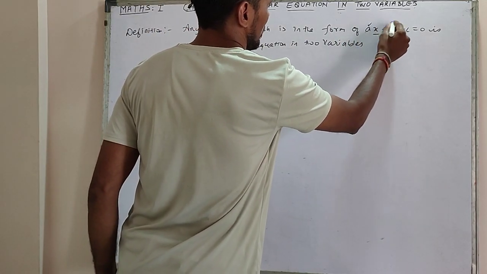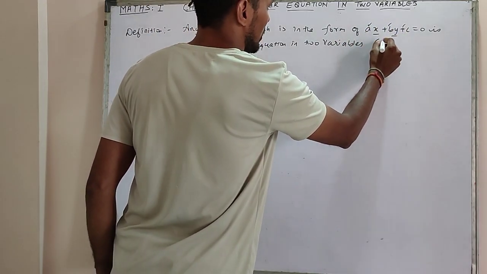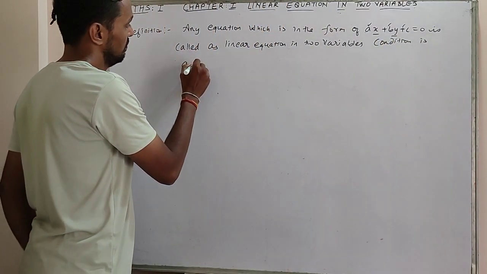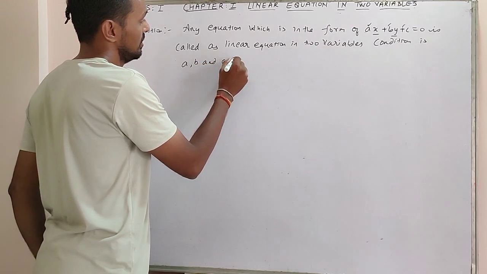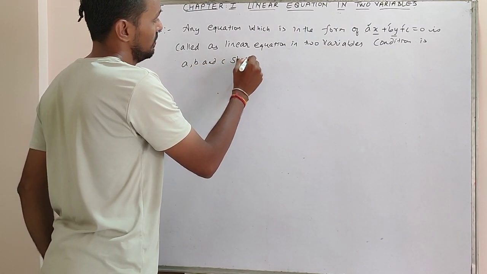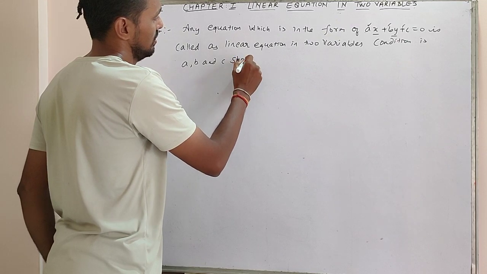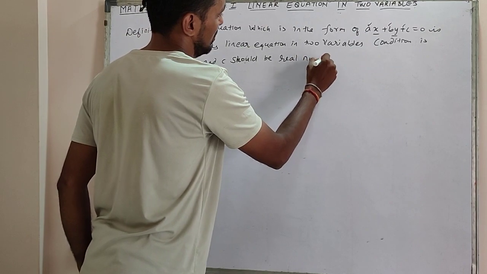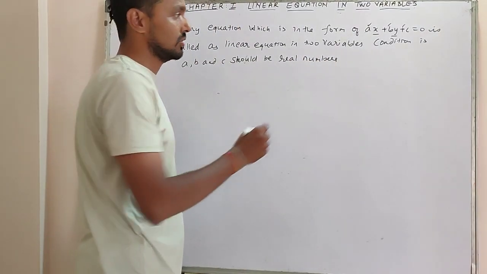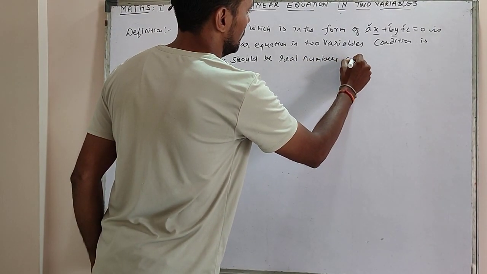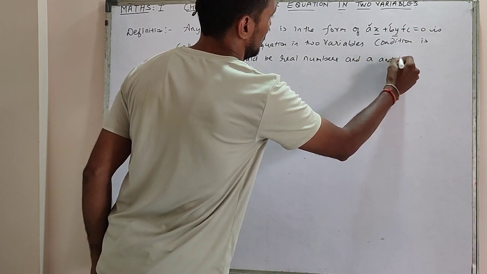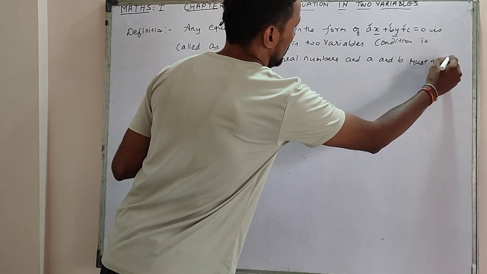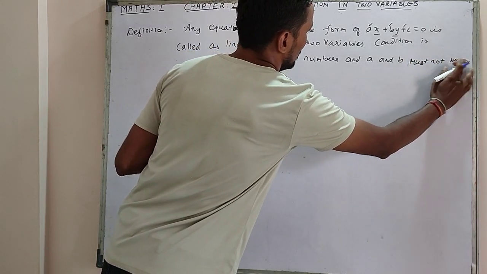These are all values a, b and c. The condition given is that a, b and c should be real numbers, and a and b must not be 0. Must not be 0.